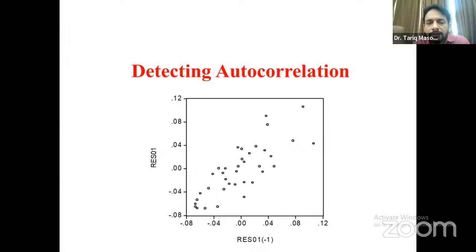So once you plot a scatter diagram between Ut and Ut minus 1, you can get a sense of autocorrelation. In this particular case, this graph shows that there is autocorrelation. As there is an increase in the values of the residual at time t, there is an increase in the values of the residual at time t minus 1 or t minus 2.